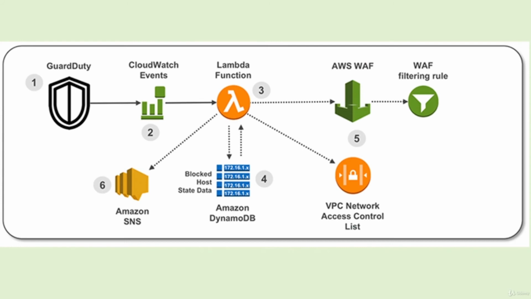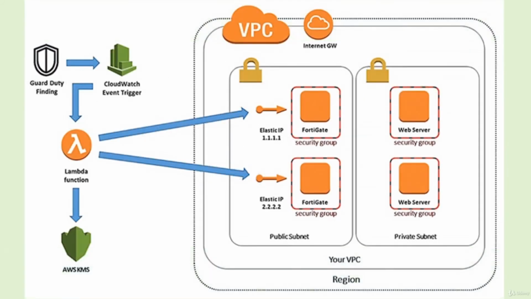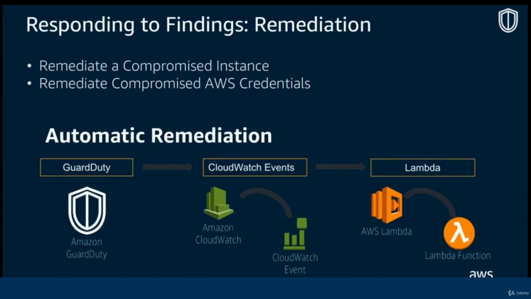Then it could also be integrated with Amazon SNS, Simple Notification Service, or WAF, or the VPC control, DynamoDB, or more. The core could be Lambda. Lambda would be very useful in these scenarios to generate a trigger or simple scripts. We have responding to findings, immediate remediation of a compromised instance, and remediating compromised AWS credentials. We have automatic remediation for GuardDuty, CloudWatch events, Lambda, and things like that.